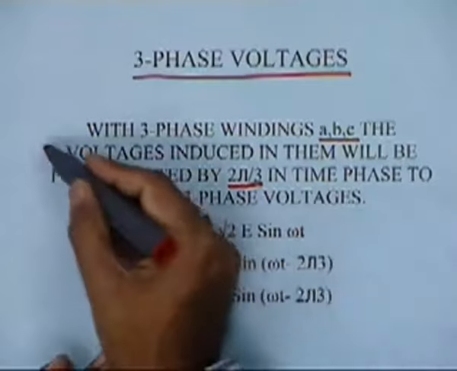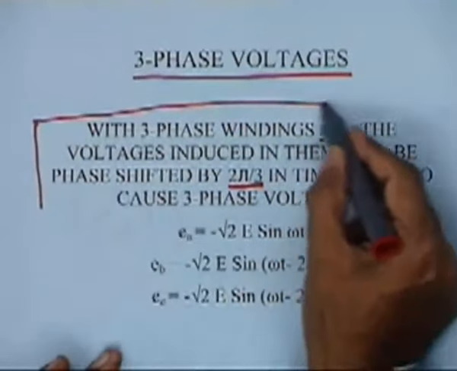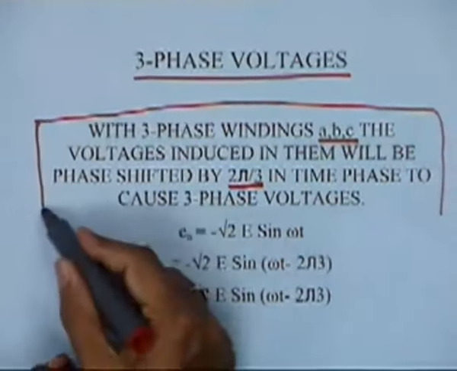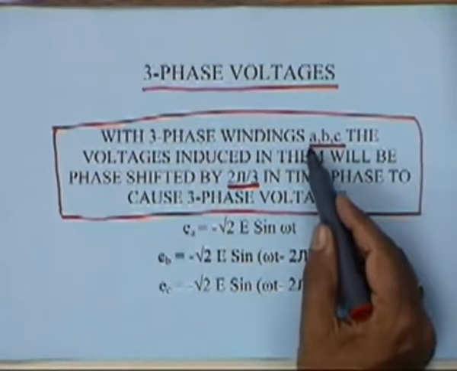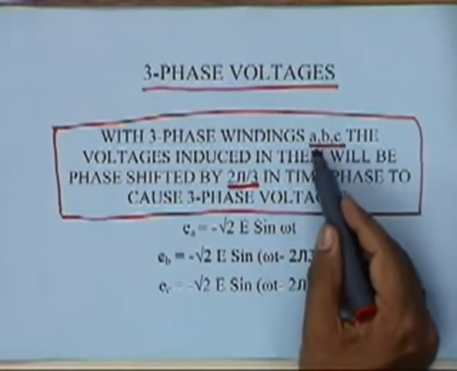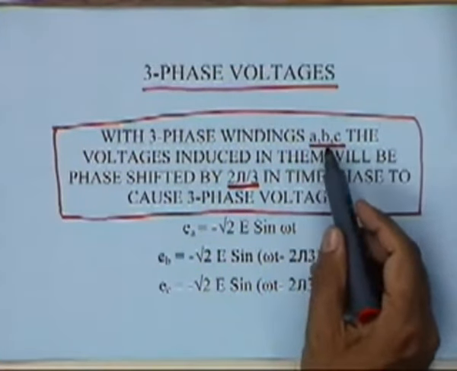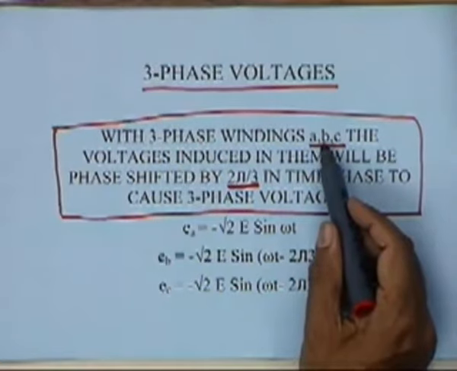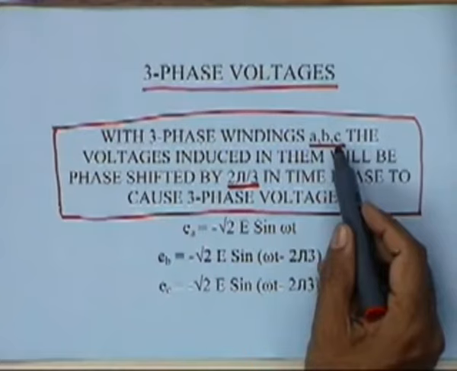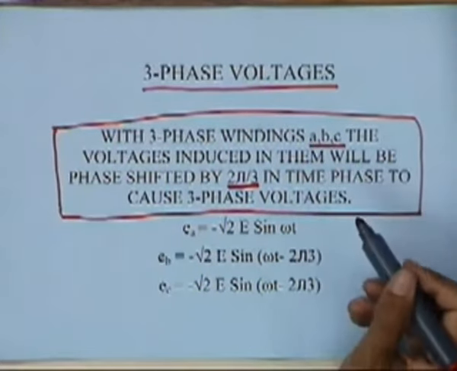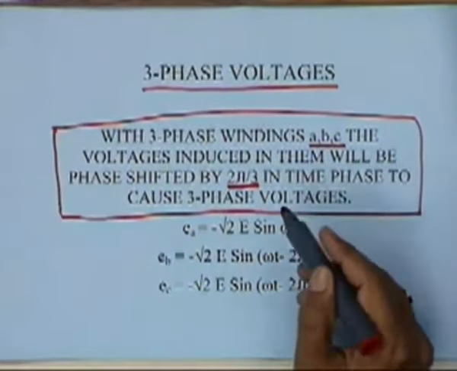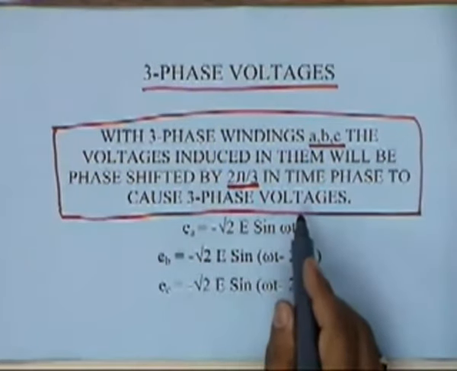This is an important observation: if you put one winding there will be a single phase voltage, but if you put 3 windings there will be 3 phase voltages. B winding voltage will be 120 degrees lagging the A winding voltage, and C winding voltage will be further 120 degrees lagging, or 240 degrees lagging the A winding voltage. They combine together to form the 3 phase voltages.